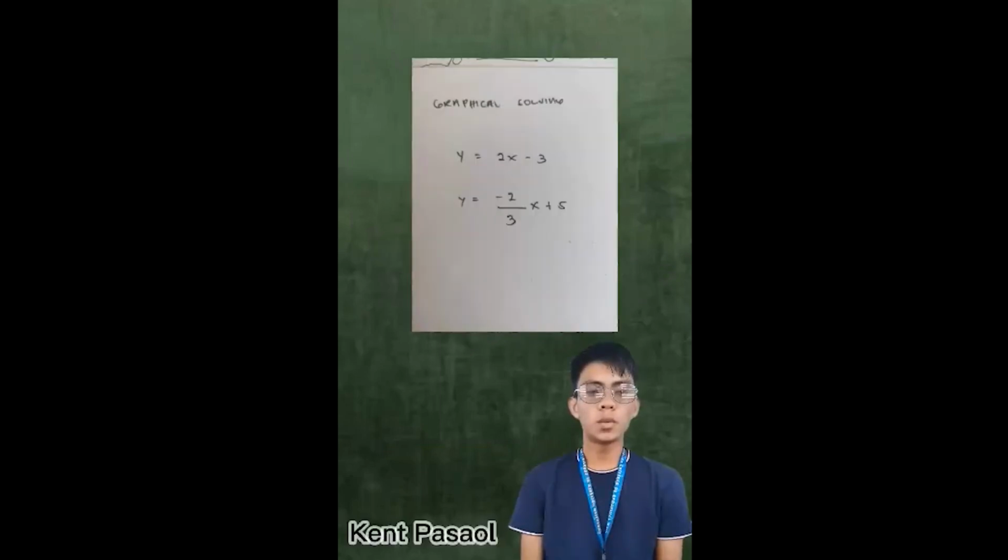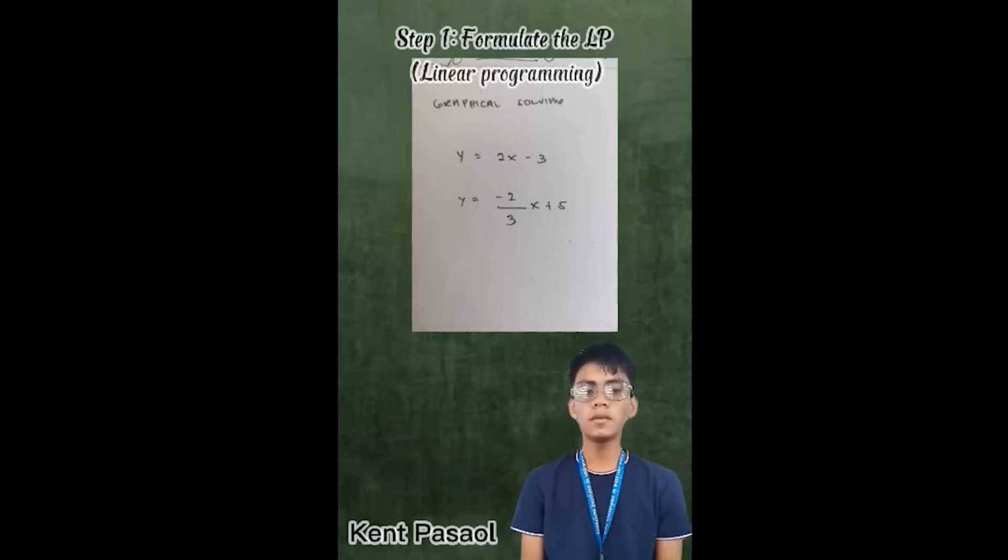The first equation is y equals 2x minus 3 and the second one is y equals negative 2x over 3 plus 5. So what you want to do is graph the two equations and find the point of intersection, and that's going to be the solution.